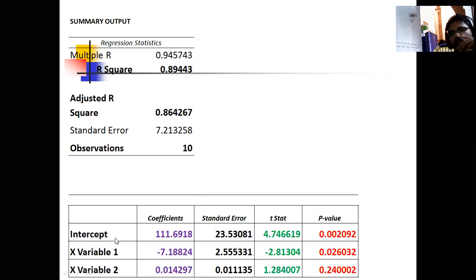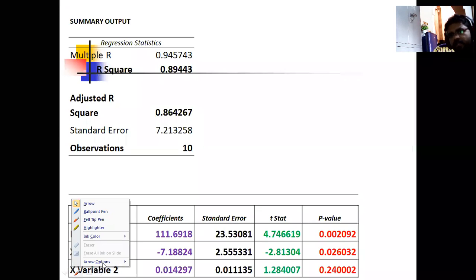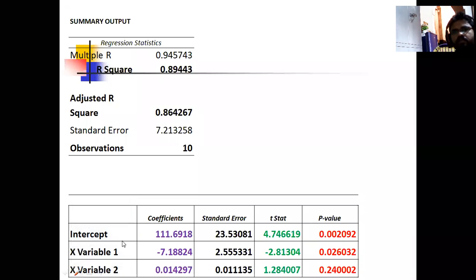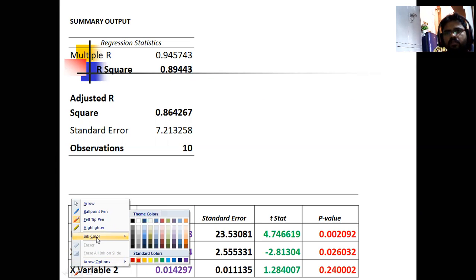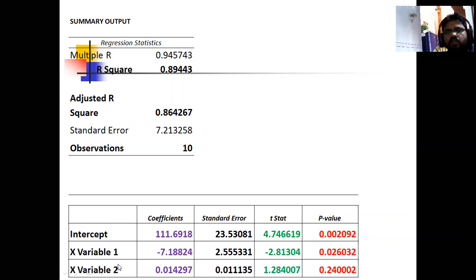Here, the coefficient of the intercept, that is beta 0, is 311.6918, and the variable x1, that is the price, is minus 7.18824, and the x2 variable, that is the income value, is 0.01429. These are the coefficient values. These are the standard error values, and this is the t statistics value. These are the p values.